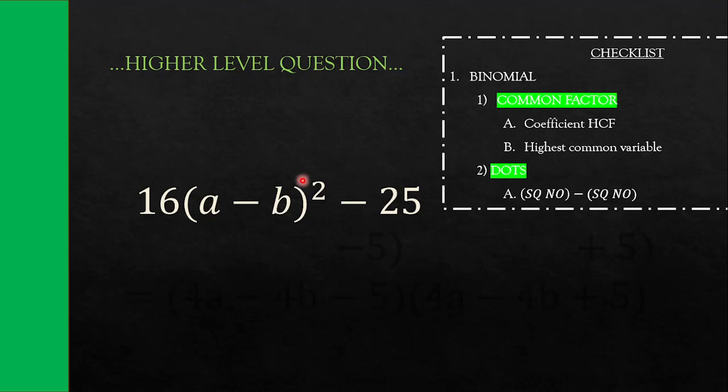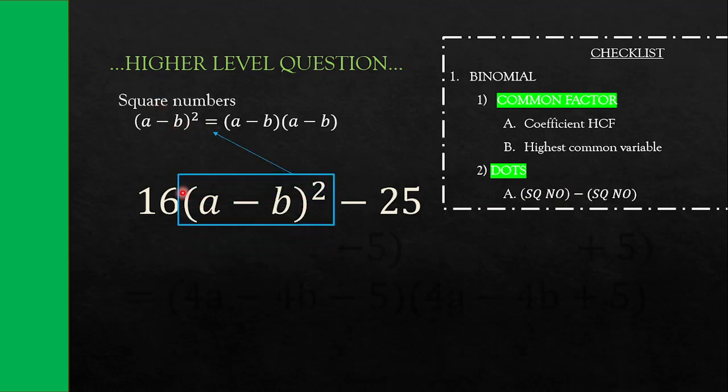Common factor, not seeing it. 16 and 25, no common factor there. Highest common variable, well, we don't have another a minus b over here, so that's not going to work. But we do have a square number minus a square number. This is why a minus b is a square number, because I can double that bracket, and they'll be exactly the same multiplied by each other.